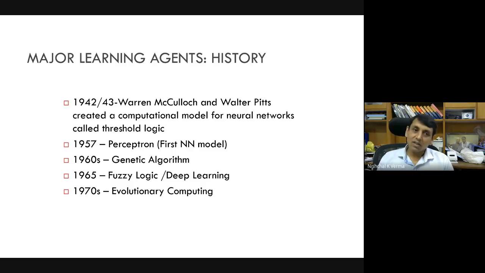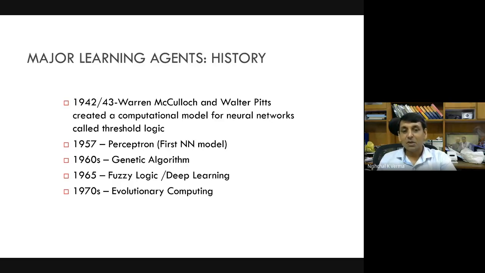Then come the genetic algorithms in the 1960s. This also helps us in embedding intelligence. So all these are basically the learning agents. Please understand, these learning agents are responsible for creating the artificial intelligence that could be embedded in any machine or system. So the 60s were very significant in terms of the propagation and the contribution of artificial intelligence, right?